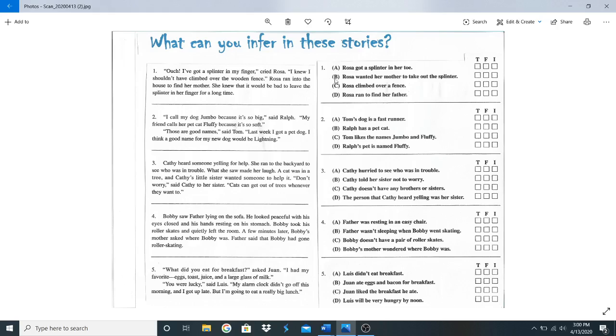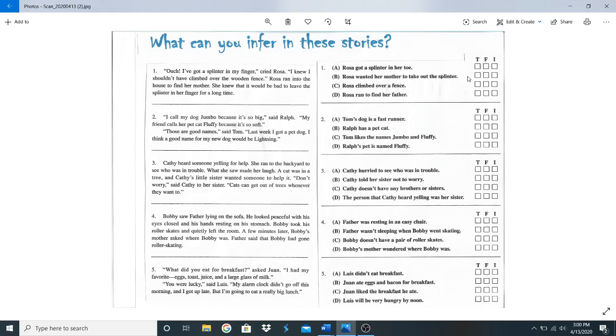Let's go on to B. Rosa wanted her mother to take out the splinter. Well, she probably did. But did it say that? Let's go back. "Ouch, I've got a splinter in my finger," cried Rosa. "I knew I shouldn't have climbed over the wooden fence." Rosa ran into the house to find her mother. She's looking for her mother. She knew that it would be bad to leave the splinter in her finger for a long time. She didn't want to leave the splinter there. And we probably figured out that she wanted her mother to take out the splinter, but it didn't tell us that directly.